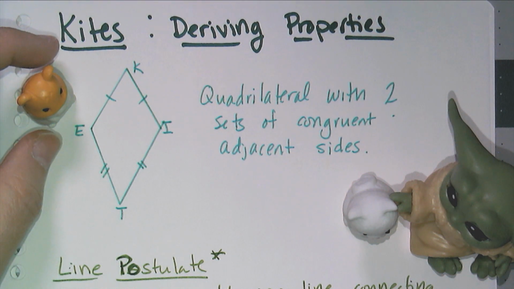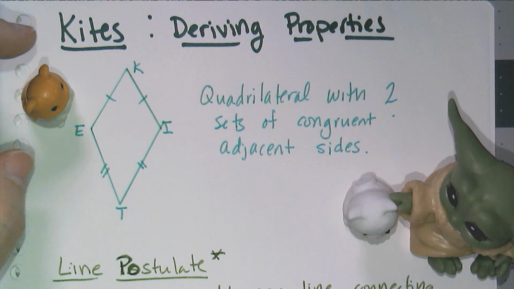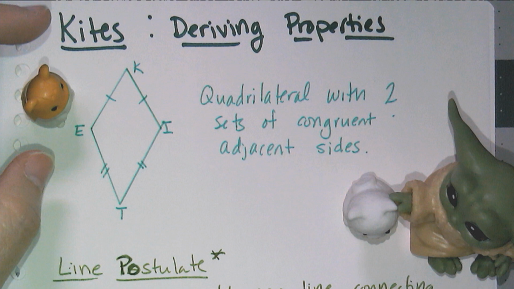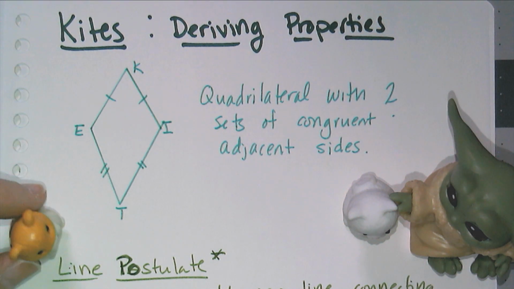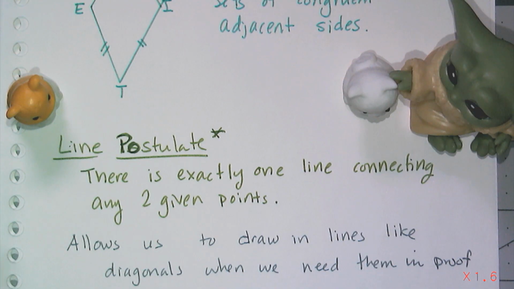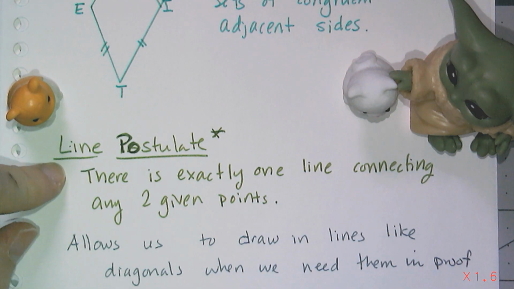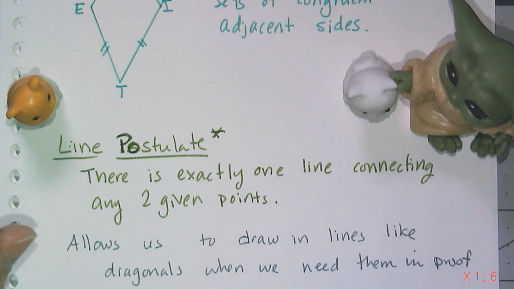Now, in order to do that, I basically have to turn this kite into triangles. And I don't have enough line segments to do that, so I have to add them in. And whenever you're trying to prove something and you have to add in a line segment like a diagonal, you are going to be able to do that because of this property called the line postulate. And it states that there is exactly one line connecting any two given points.